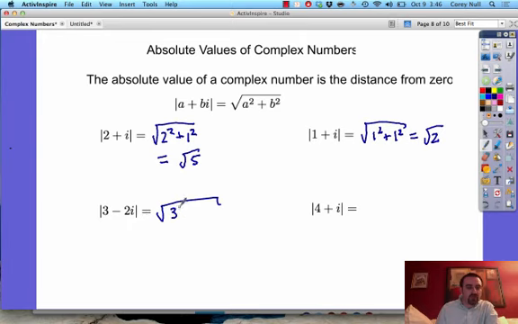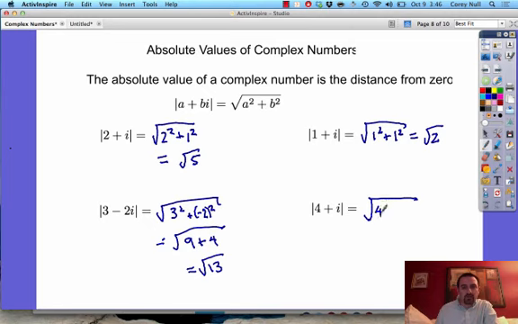We're going to take 3 squared plus negative 2 squared. There's no i there. So I get the square root of 9 plus 4, which is the square root of 13. Remember, a negative, no matter what it is, squared is positive. And finally, the square root of 4 squared plus 1 squared, which is the square root of 5. We're doing good, okay? So the absolute value of 2 plus i is root 5. The absolute value of 1 plus i is root 2. The absolute value of 3 minus 2i is root 13. And the absolute value of 4 plus i is root 5.